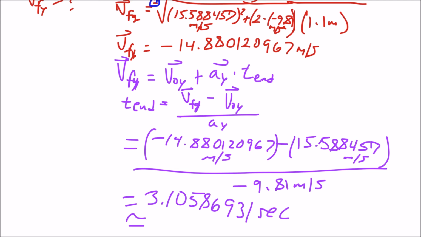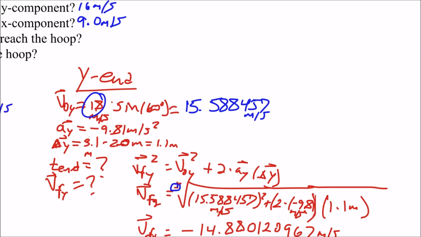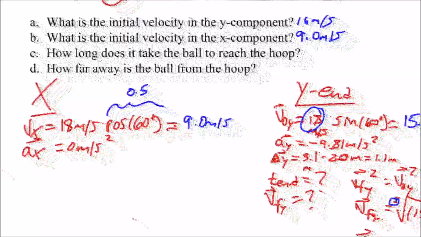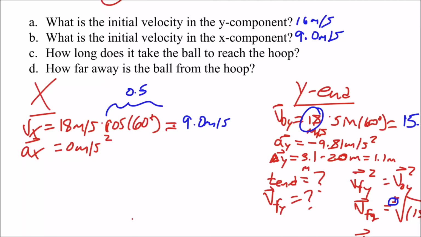So with the proper number of sig figs being 2 because of the 18 meters per second at the beginning, we get 3.1 seconds. Okay, so how long does it take the ball to reach the hoop? That's going to be 3.1 seconds.